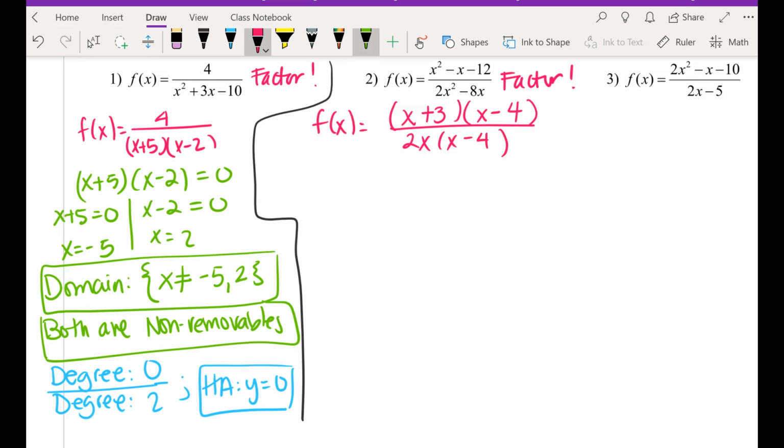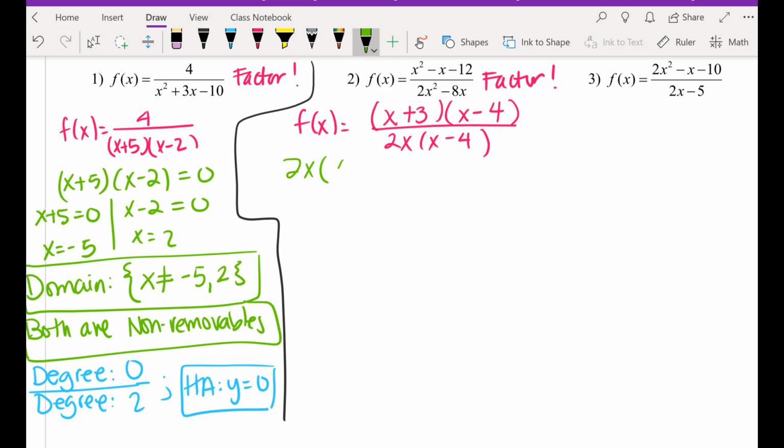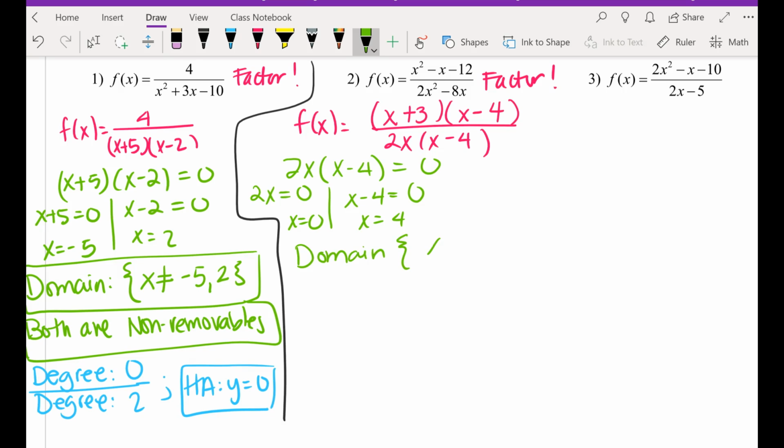Beautiful. Okay, so guys, before we go and do anything, I'm going to have to find my domain. Take your denominator and do what? Set it to 0. So right away, 2x equals 0. That means divide both sides by 2. 0 divided by 2 is? 0. Over here, x minus 4 equals 0. That means x is 4. So domain, all real numbers, excluding what? 0 and 4. Beautiful. Box it up.